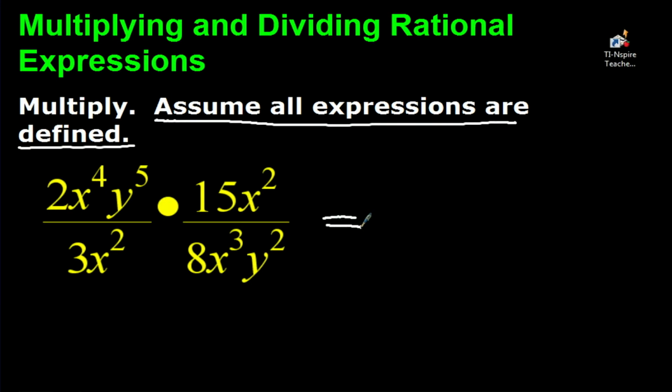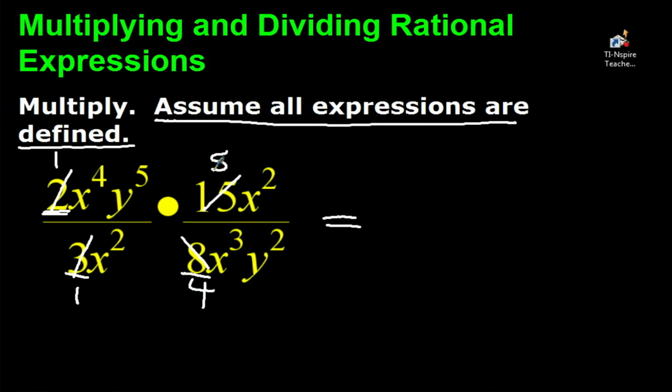So what we want to do is look at these. And I always want to look at the coefficients to see if there's anything that I can reduce. If I look at the 2 and the 3, there's nothing there. But if I look at the 2 and the 8 on the bottom, I know that I can reduce those. 2 will go into 2 one time, and 2 will go into 8 4 times. And then if I look at the 3 on the bottom and the 15, I know that 3 goes into 3 one time, and 3 goes into 15 5 times.